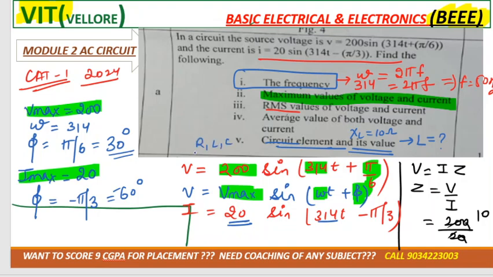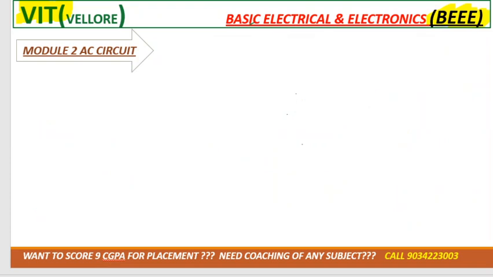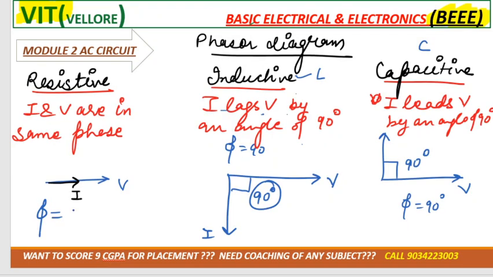So now we obtain, if it's a pure inductor, phi is 90 degree. If phi is 90 degree, it's either pure inductor or pure capacitor. Write down this point also. If phase angle is 90 degree and current is lagging, then it's a pure inductor. If phase angle is 90 degree and current is leading, then it's a capacitor. If phase angle is 0, then in that case it's a pure resistor.